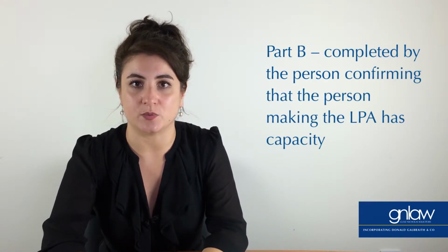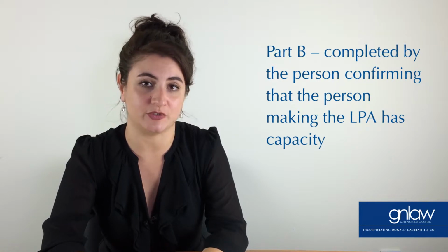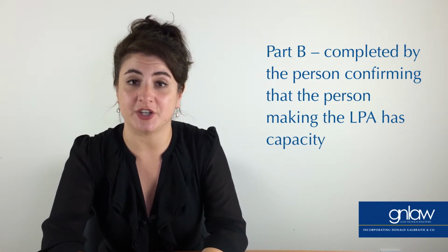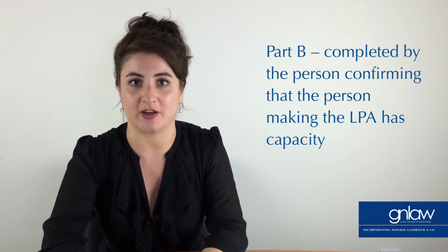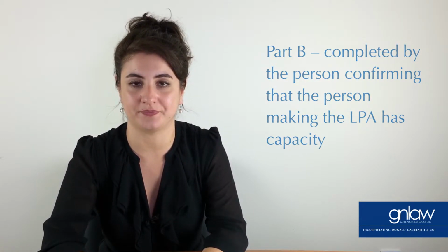Part B requires the signature of what is known as a certificate provider to confirm that the donor had the mental capacity to be able to make the grant at the time the donor signed Part A. This certificate provider can be a solicitor, medical or other professional, who preferably should have some experience in mental capacity issues. Or it can be someone who has known the donor for 2 years or more. The attorneys will then need to sign Part C.